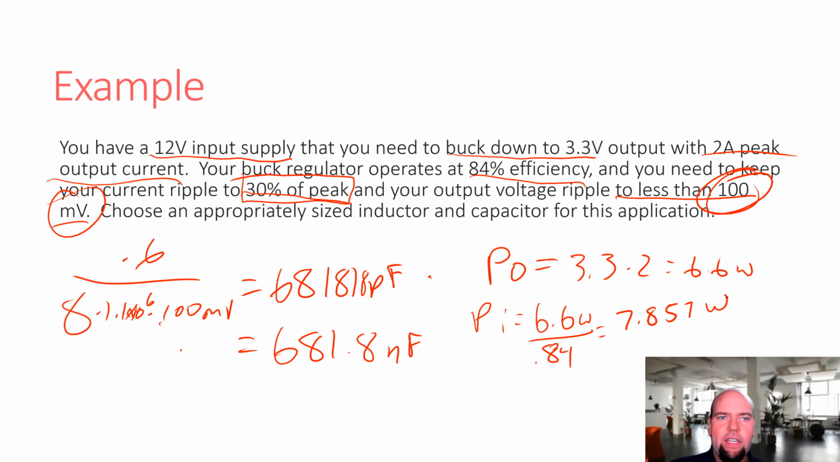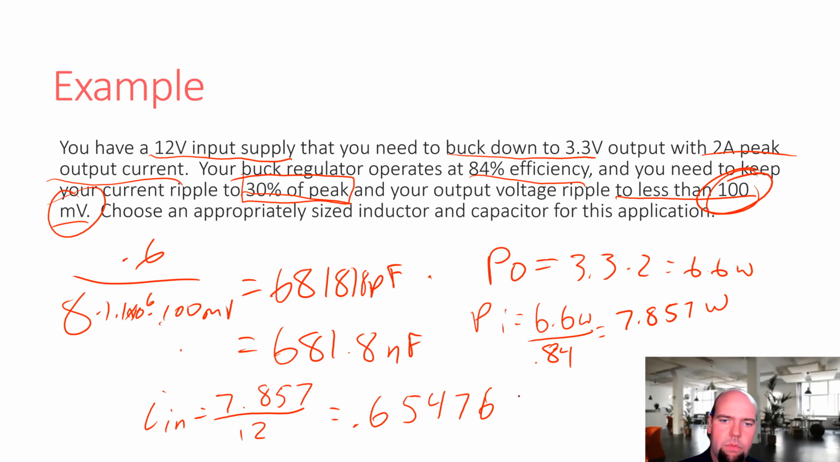So now we can find that input current. Our input current is going to be the power divided by the voltage. So that's going to be 7.857 divided by 12. Now this is neat. So with this sort of a regulator, we had 2 amps output current and only 655 milliamps input current. This really shows the advantage over a linear regulator.